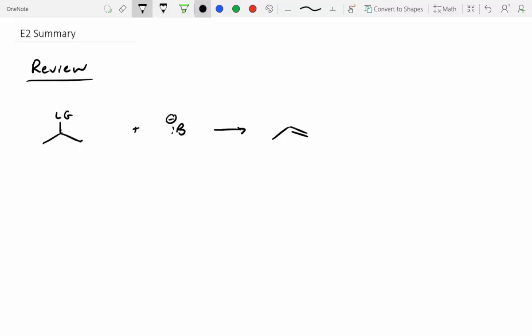Actually, let me add in one more carbon on there. You can end up with a trans alkene. You could end up with a cis alkene. Both of these would be considered your Zaitsev products. Zaitsev, they'd be more substituted. And then last but not least, you could have your Hofmann product. So these are your Zaitsev.